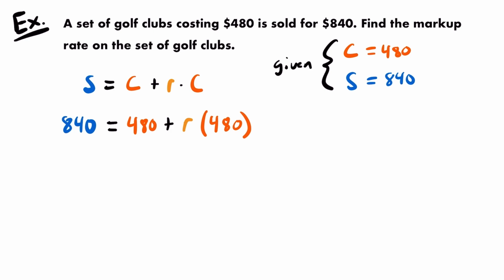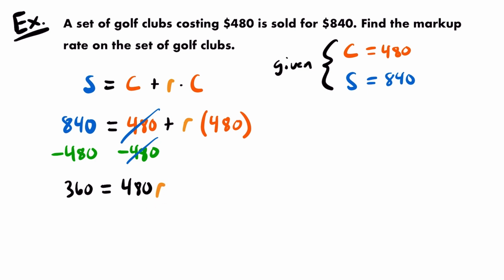All right, so let's start by getting rid of this constant term. We can subtract 480 from both sides of the equation. So let's do that here. I'm going to subtract 480 from both sides. 840 minus 480 will give you 360. So we have 360 is equal to 0 because 480 minus 480 is 0. Those two values cancel out. But then you're left with r times 480, which we could just write as 480 times r. All right, the order of that multiplication does not matter, so you could write it like this.